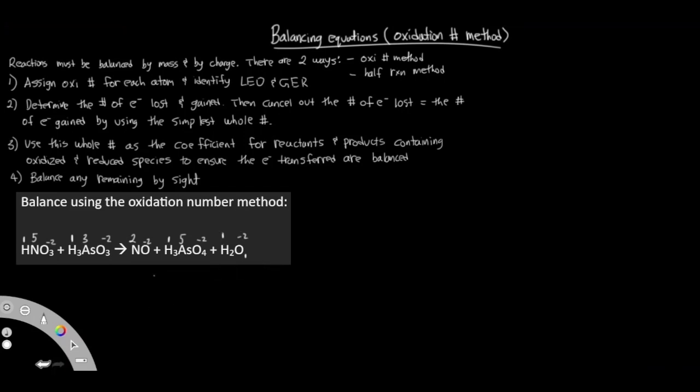Now let's look at any discrepancy. So obviously the hydrogens have always been 1s, the oxygens have always been negative 2s. So where the discrepancy lies is the nitrogen and the arsenic. Okay, so we have this nitrogen over here.